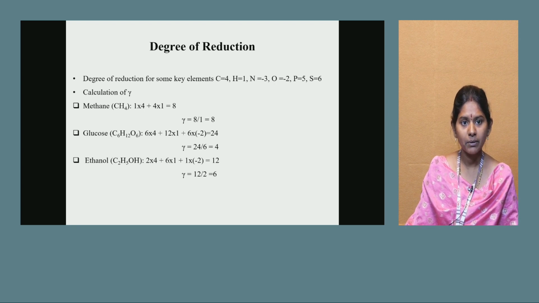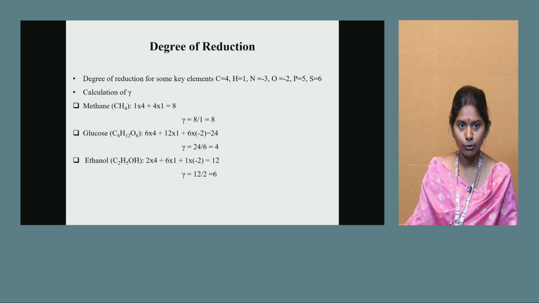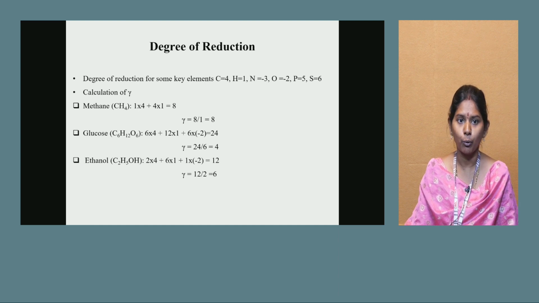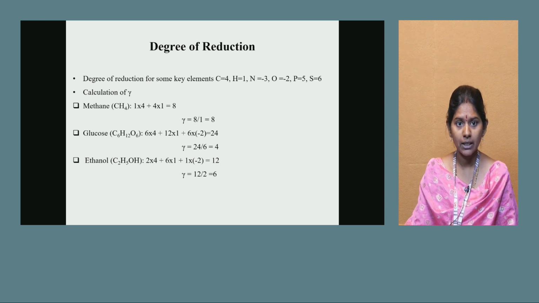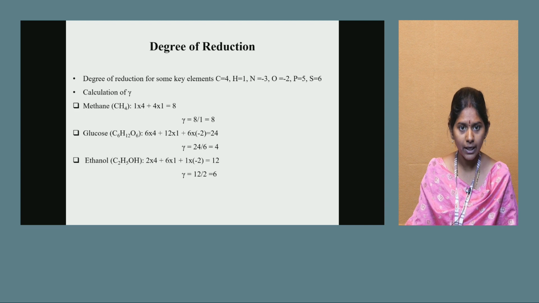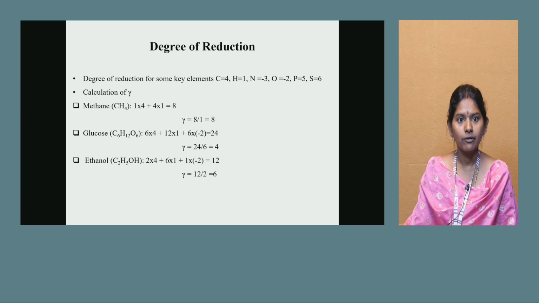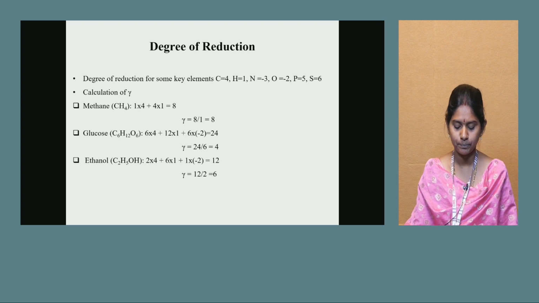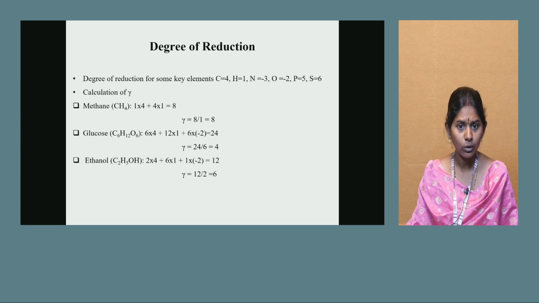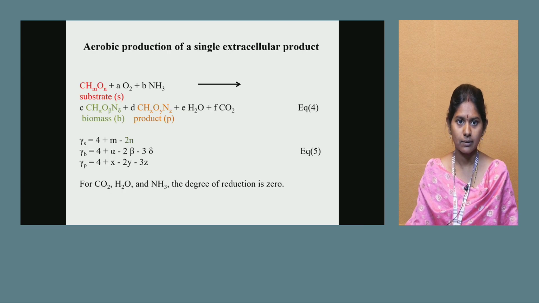For example, if we want to calculate it for methane, the molecular formula of methane is CH4, it contains 1 carbon atom and 4 hydrogen atoms. The degree of reduction of a carbon atom is 4 and there is 1 carbon atom, so 1 into 4, plus for hydrogen it is 1 and there are 4 hydrogen atoms in methane, so 4 into 1. In total the degree of reduction for methane is 8. Similarly for glucose and ethanol also. The value for glucose is 4 and for ethanol it is 6.